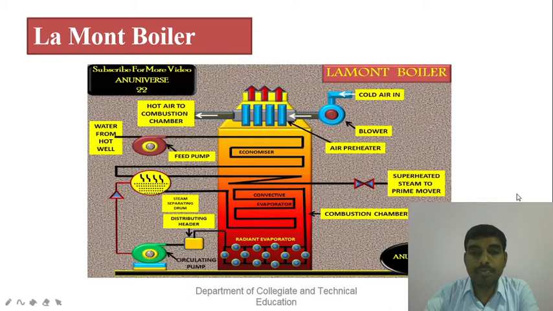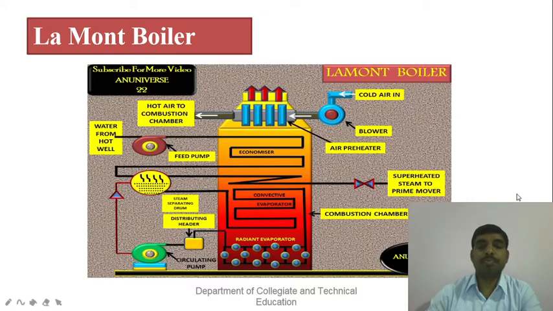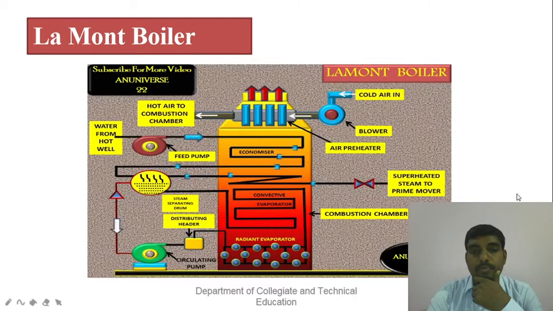Now we discuss the working of the Lamont boiler. As we know, the Lamont boiler is a forced circulation and internally fired water tube boiler. The fuel is burned inside the boiler and water is circulated with the help of a centrifugal pump. Here the feed pump forces the water into the economizer, which can be seen with the help of blue arrows, where the temperature of the water increases, and this water is forced into the evaporator tube.